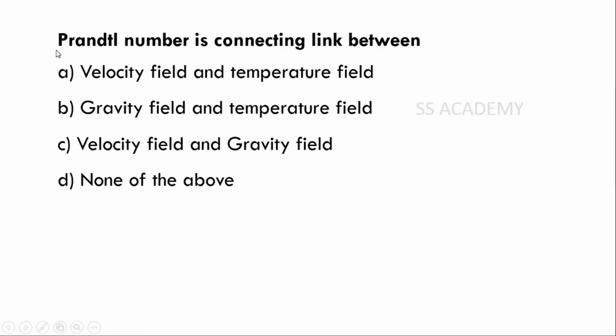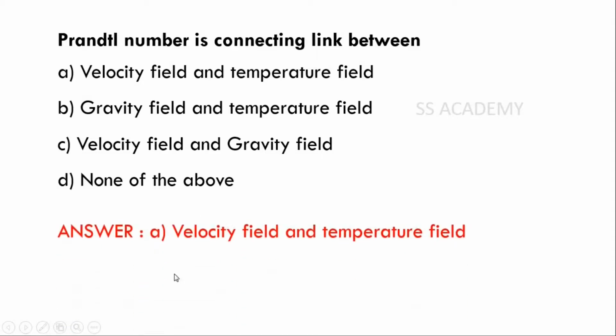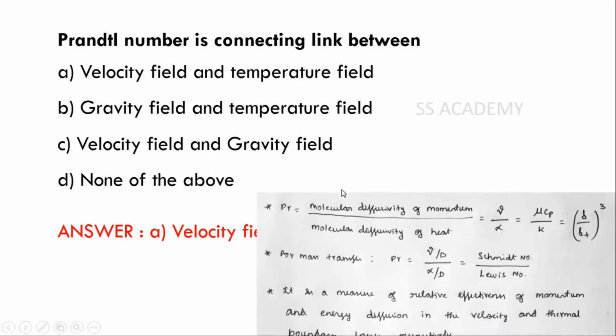Next question is, Prandtl number is connecting link between option A velocity field and temperature field, option B gravity field and temperature field, option C velocity field and gravity field, option D none of the above. The correct answer is option A, velocity field and temperature field. Prandtl number is connecting link between velocity field and temperature field.